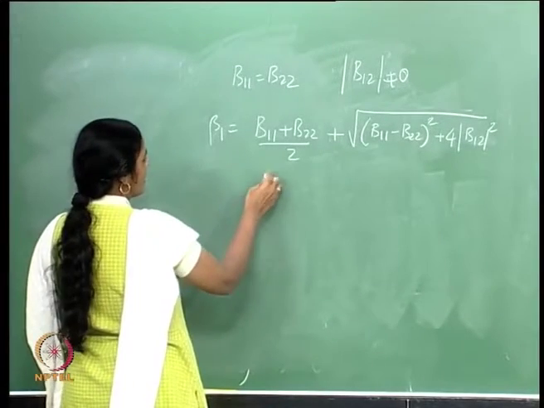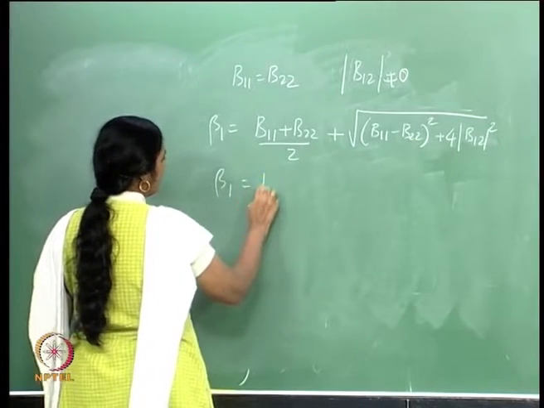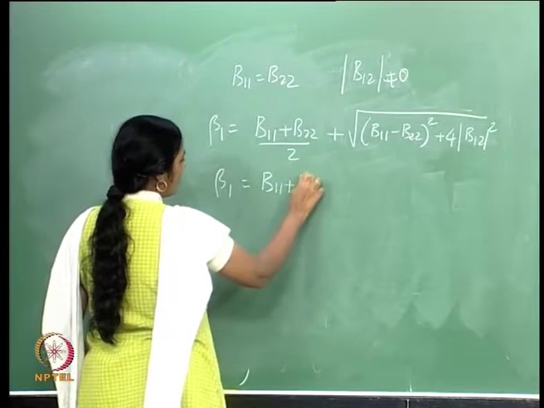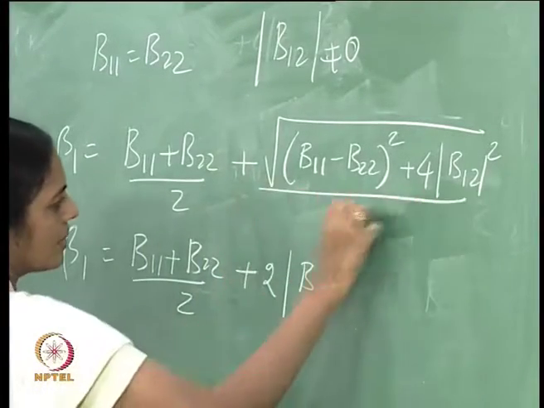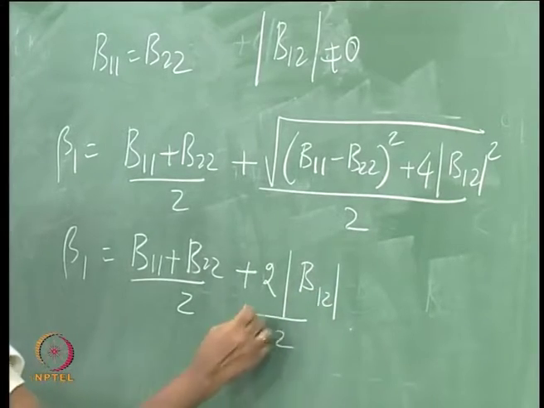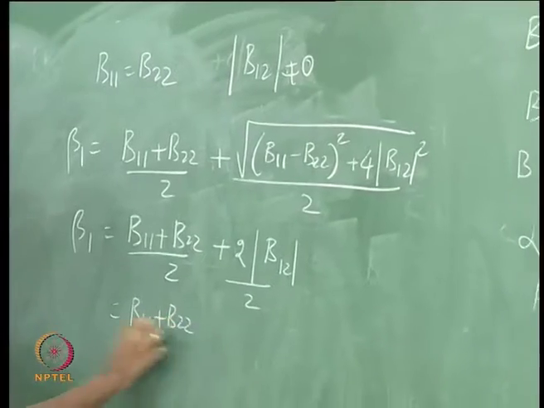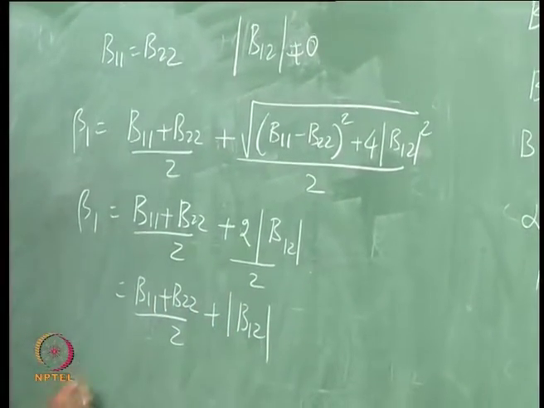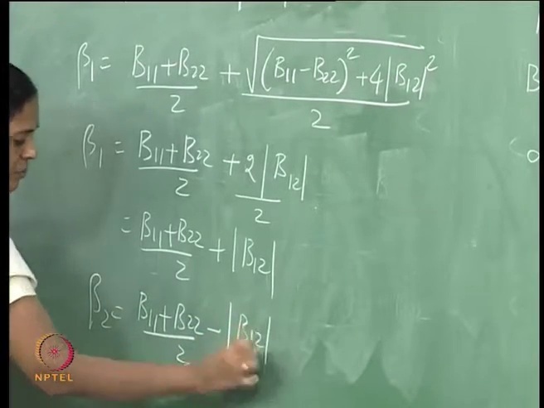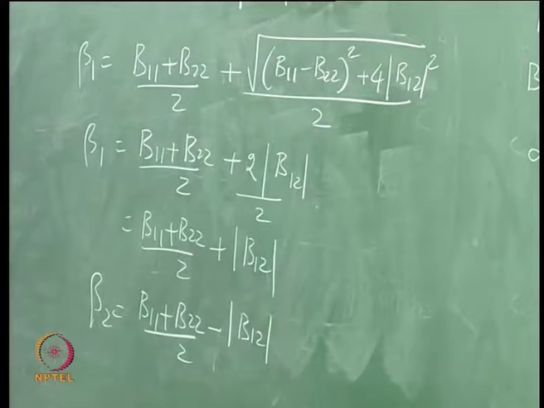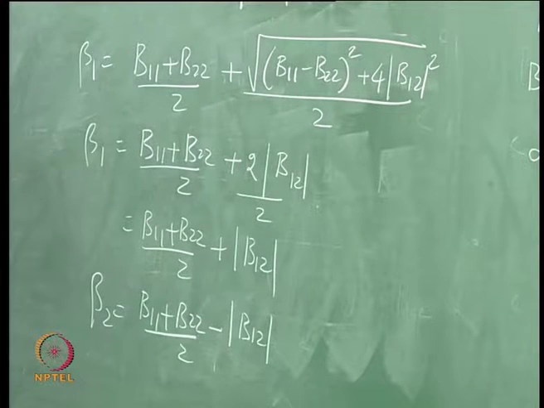This exercise simply tells us that beta 1 in this case is B11 plus B22 by 2. This quantity vanishes, plus twice modulus of B12 by 2, and therefore, I have B11 plus B22 by 2 plus mod B12. In the other case, beta 2 would correspondingly be B11 plus B22 by 2 minus modulus of B12. Once more, I have two distinctly different eigenvalues. And since B11 equals B22, we have beta 1 equals B11 plus modulus of B12 and beta 2 equals B11 minus modulus of B12.